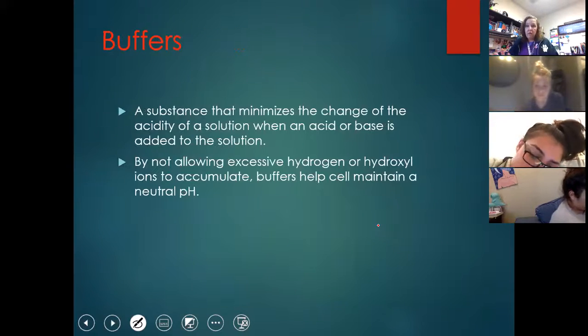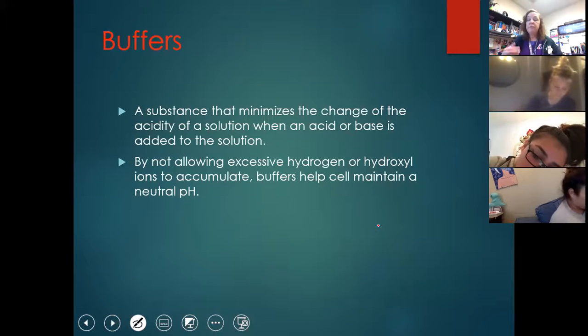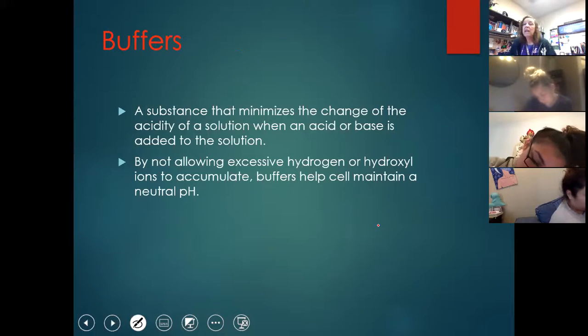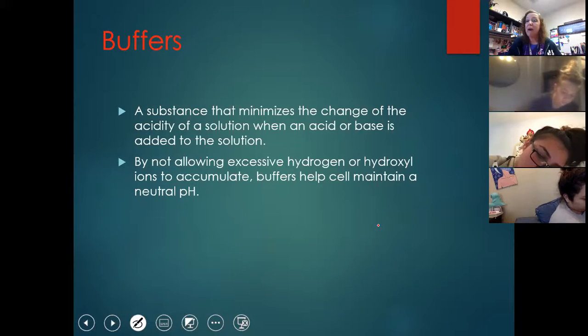And so I have buffers that I can take, like an antacid, like Tums. You pop the Tums, what it does is the Tums acts like a buffer and it helps to neutralize the stomach acid. Hence the buffer, neutralize the acid.